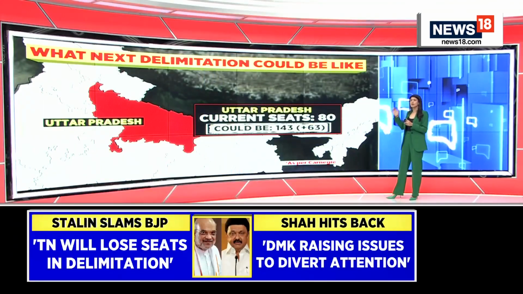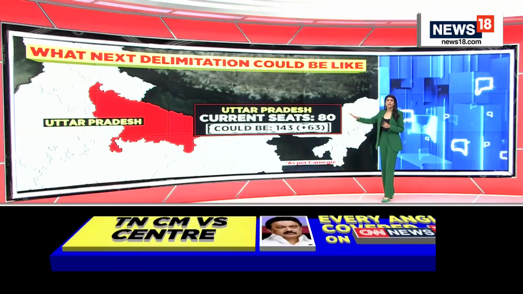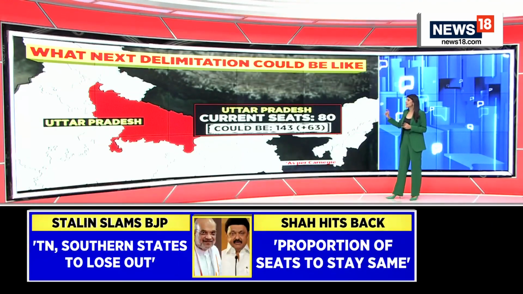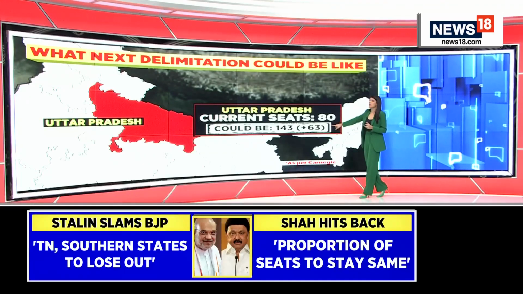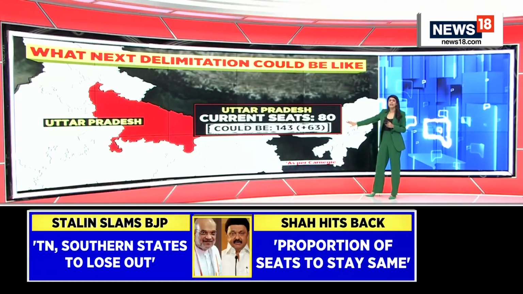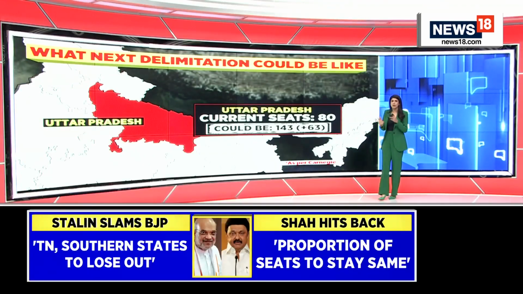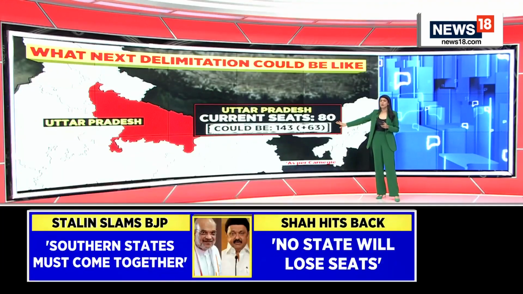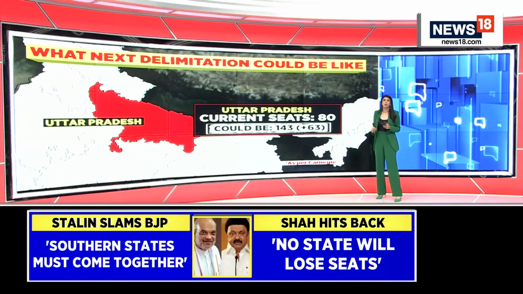According to the projection, Uttar Pradesh, that currently has 80 seats, would witness an increase of 63 seats. That's the addition that the state of Uttar Pradesh, the northern state, very, very crucial to the national electoral picture, and it will have 143 seats in total. So addition of 63 takes the total to 143.